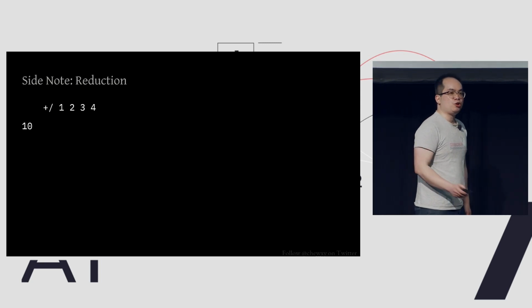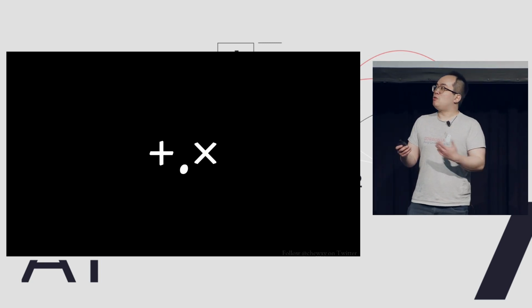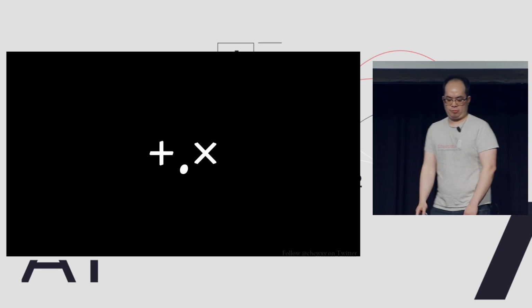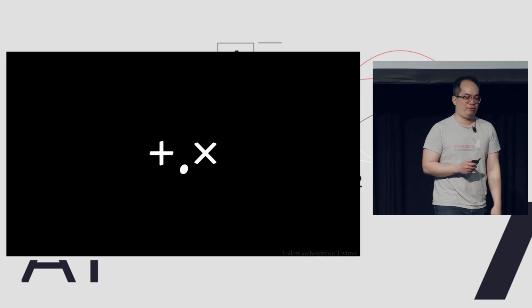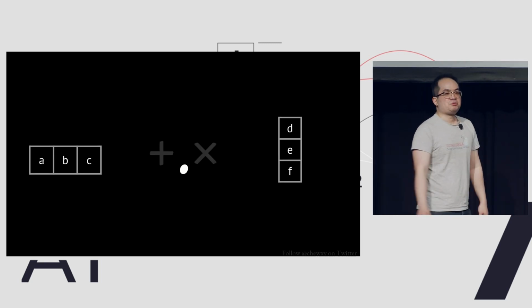product works. So let's go back to this. We know what plus and times does. What does the dot do, right? Because it's pretty magical what the dot does. And magic is not good for software development. So this is what the dot does.